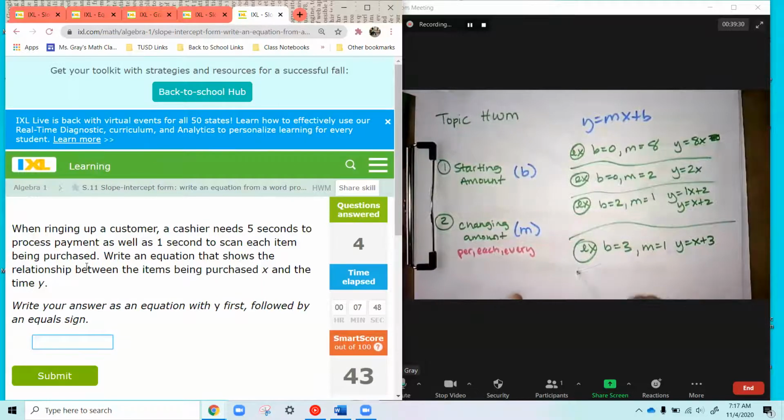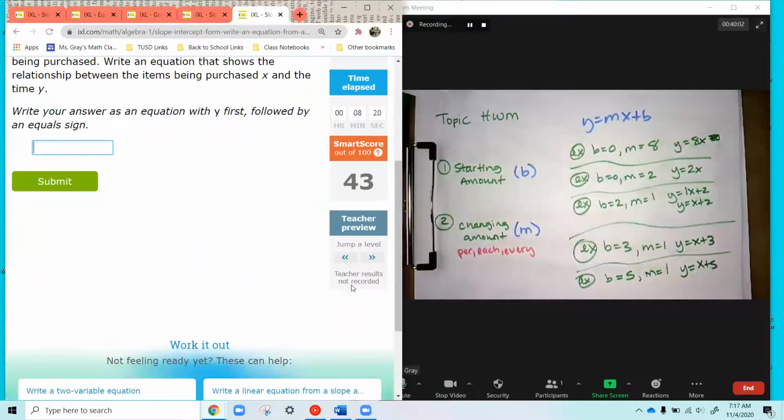All right, so when ringing up a customer, a cashier needs 5 seconds to process payment as well as 1 second to scan each item. So when this cashier gets a customer, he or she knows for sure that it's going to take the 5 seconds to process the payment, plus it's 1 second to scan every item that gets purchased. So that's the changing amount. That's the per, right? And it's 1. It keeps giving us 1. Y equals 1x.